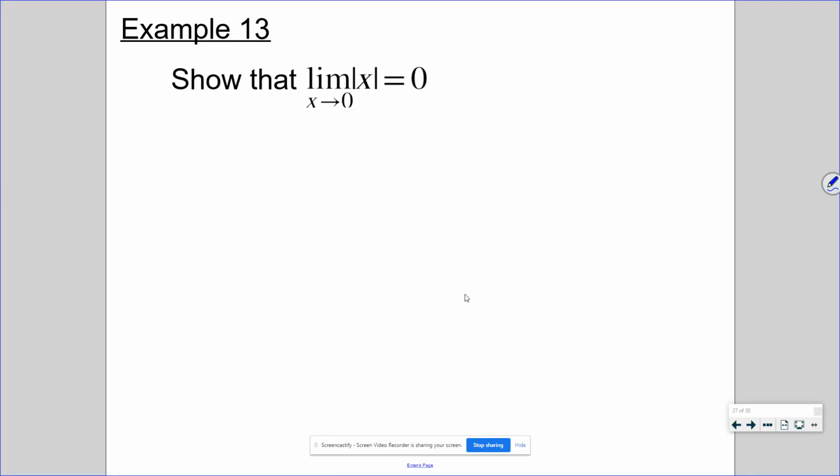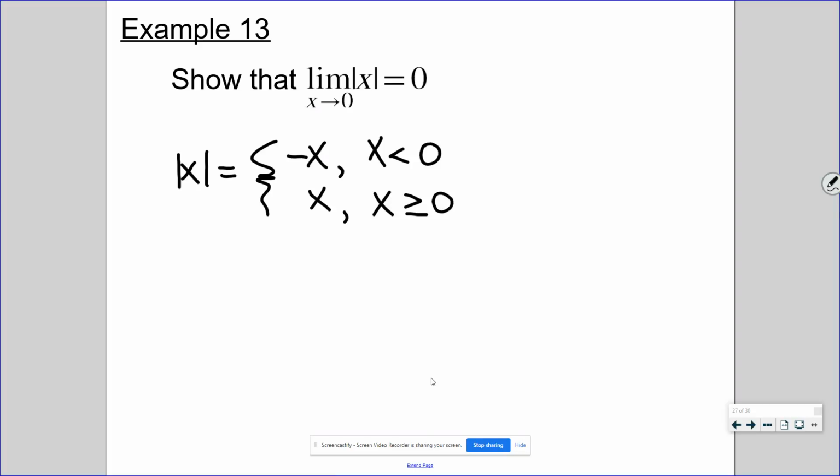So when it says find the limit of absolute value of x as x approaches 0 and show that it would be 0, that doesn't mean draw a graph. That means explain algebraically what you know about absolute value. So what we know about absolute value is that it actually contains two equations. Negative x is the equation for any x value that's smaller than 0, and positive x is the equation for any x value larger than 0. So we're going to find the limit of each of these two pieces separately.